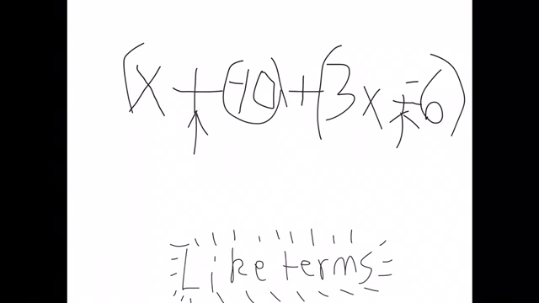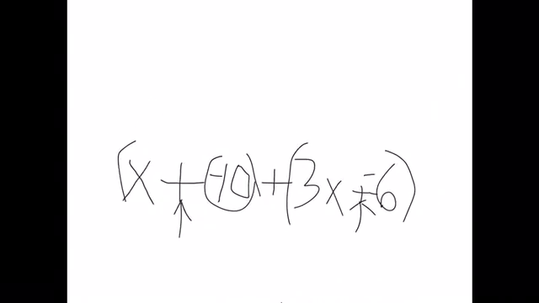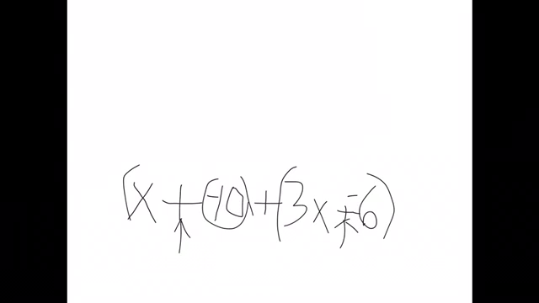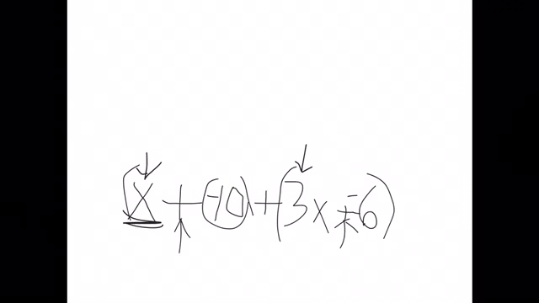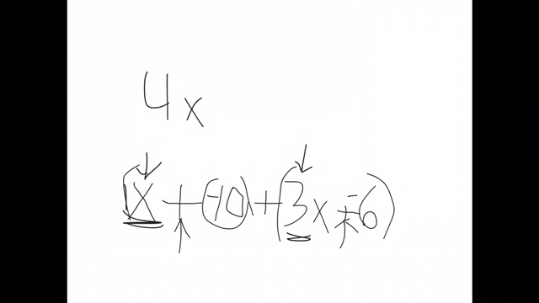So now we will find the like terms in that. So x and 3x. This is an x right here. This x is essentially 1x. So 1x plus 3x over here would be 4x. So 4x.